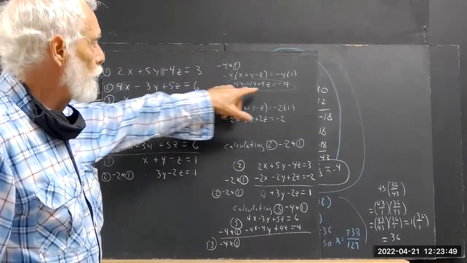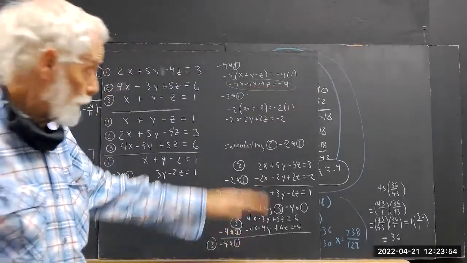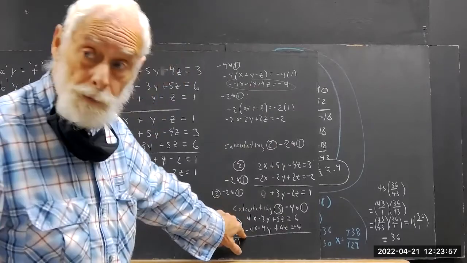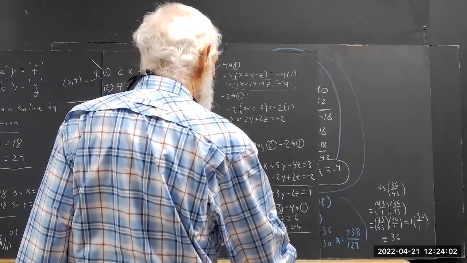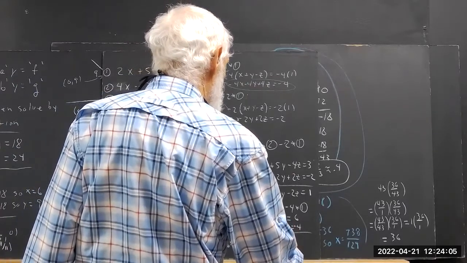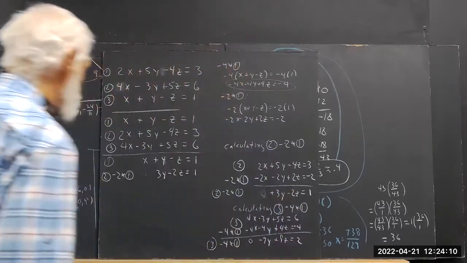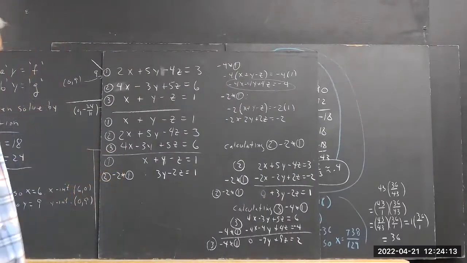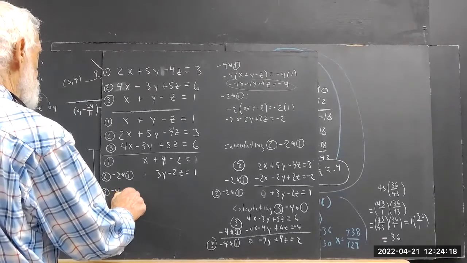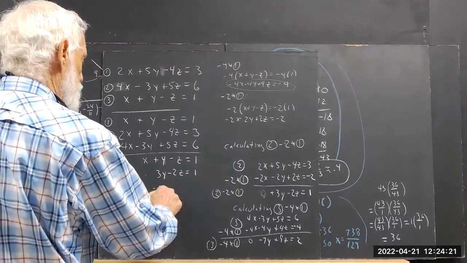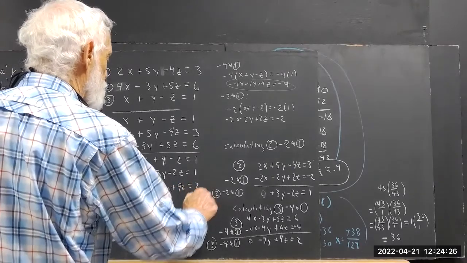I've calculated negative 4 times equation 1 up here. So now I can copy it down here. And then I can add these. Negative 4x and 4x is 0. Negative 3y and negative 4y is negative 7y. 5z and 4z is 9z. And that gives us 2. So now up here, that's what I'm going to write out. I'm going to write out equation 3 minus 4 times equation 1 is negative 7y plus 9z equals 2.